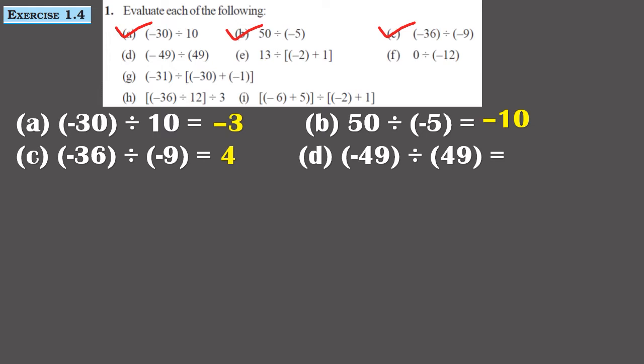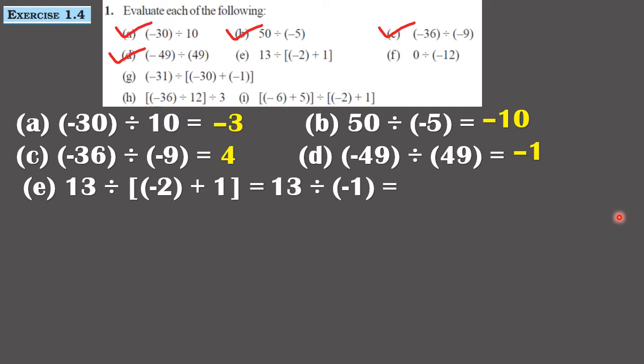Minus 49 divided by 49. So negative by positive, so answer will be negative, and 49 by 49 is 1. So it will become negative 1. 13 divided by minus 2 plus 1. So first we need to do minus 2 plus 1, and minus 2 plus 1 is equal to minus 1. So it is 13 divided by minus 1. Positive by negative, so it is negative. So negative 13.